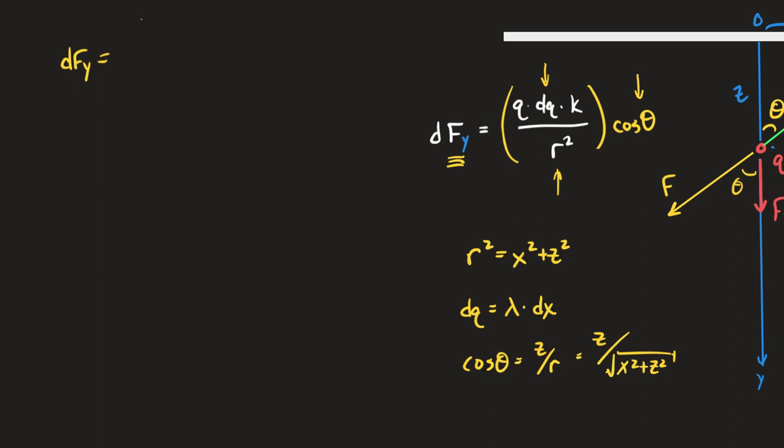This is a lot. So let's start with q times lambda times dx times k. That's the substitutions in the top. x squared plus z squared, that's my substitution for r squared. And z over the square root of x squared plus z squared. Look, I know what this looks like. I know. But ultimately, this is how this is done, and we are 90% of the way through it.